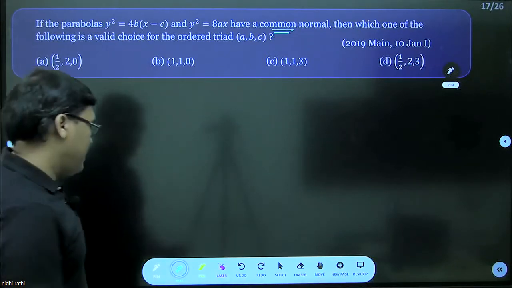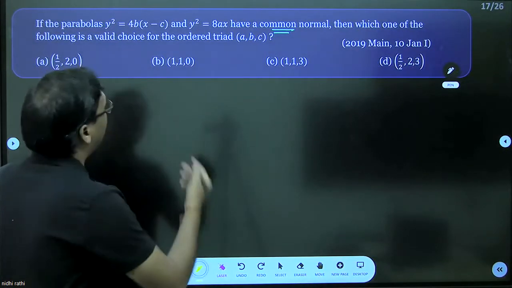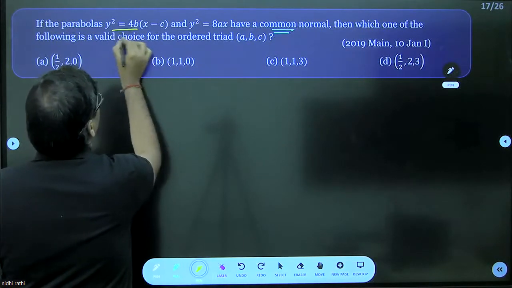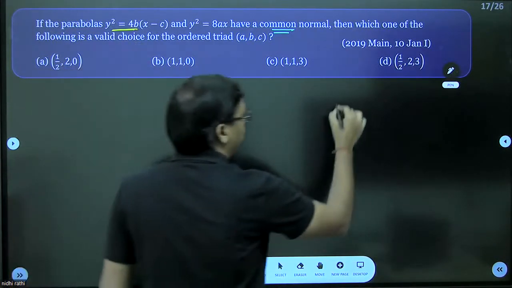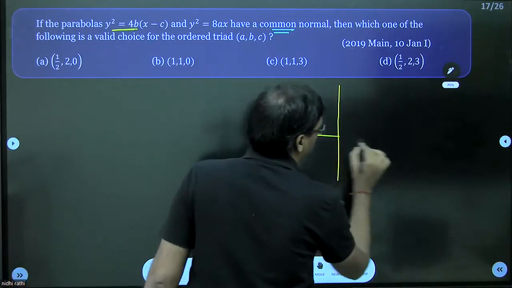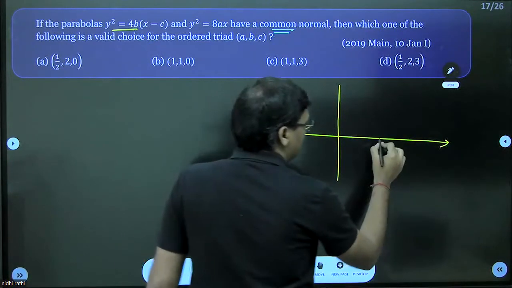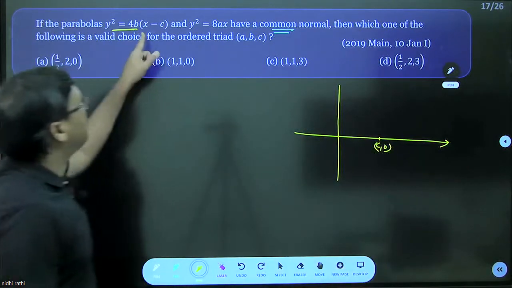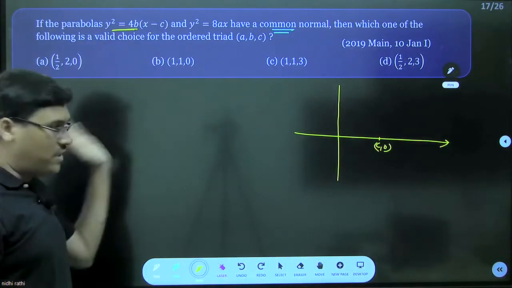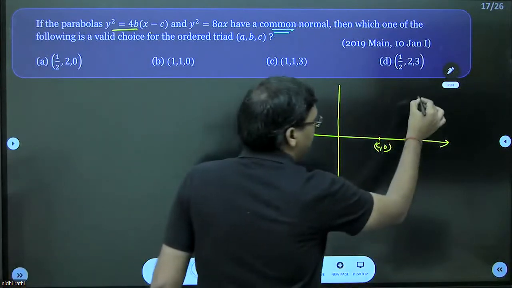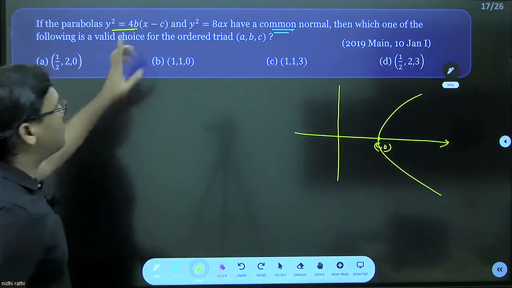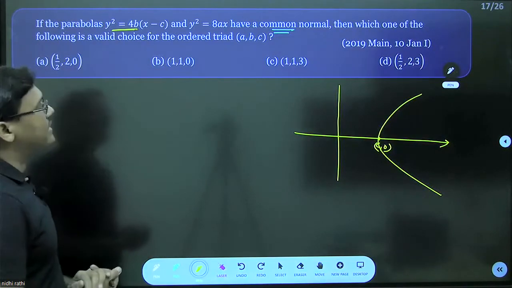So let's say if you consider the first parabola, this is y square equal to 4b(x minus c). So what is the vertex of this? This will be at c, right? That is c comma 0. So let's say this is the vertex, c comma 0. This is a shifted parabola, right? And it is something like this. This is the parabola, that is y square equal to 4b(x minus c).